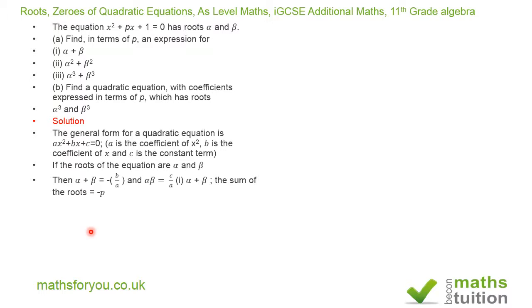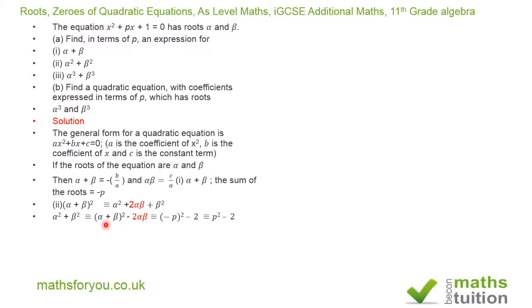The second section, we want to find alpha squared plus beta squared. So what I've done here is look at expanding alpha plus beta all squared. And when you expand that, you get alpha squared plus 2 alpha beta plus beta squared. Now I'm looking for just alpha squared plus beta squared. So I need to subtract 2 alpha beta from both sides. So we now end up with alpha squared plus beta squared is equal to alpha plus beta all squared minus 2 alpha beta.